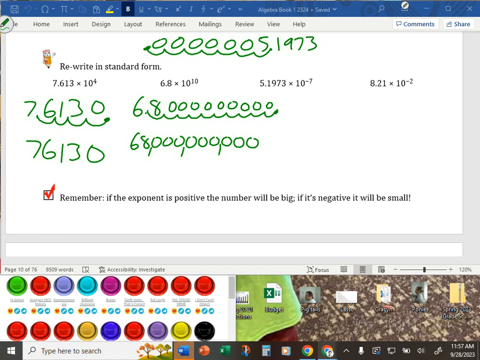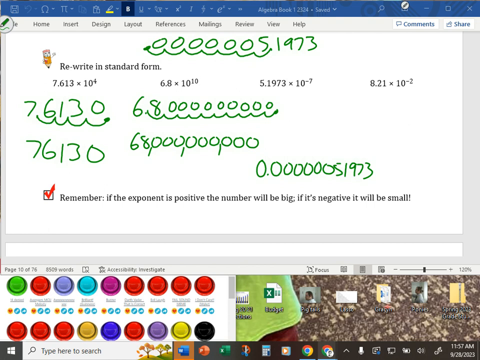If you want to put the 0 in front of the decimal, you can. It's not required. It means the same thing, whether it's there or not. And I'm not a teacher that cares one way or the other. So you can have 0 point, or just 0.00000051973. Either way is fine. But notice our number is very small, as it should be, because our exponent is negative. We got to move to the left. Okay.